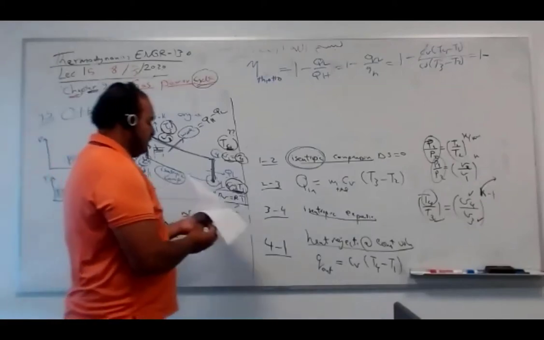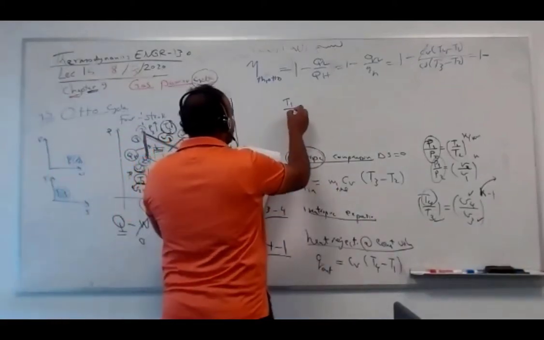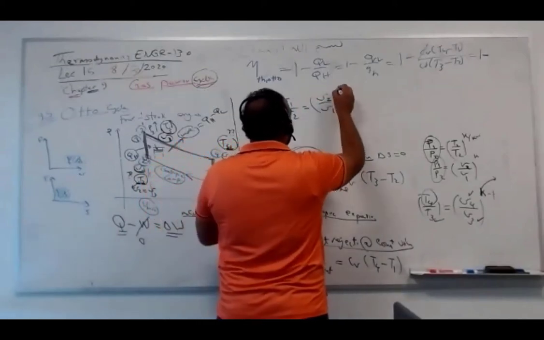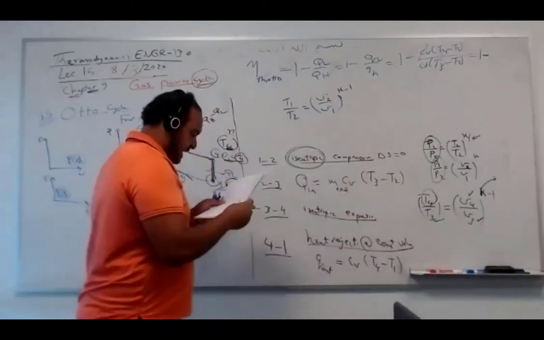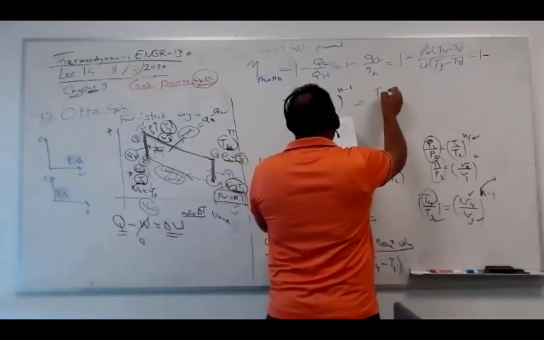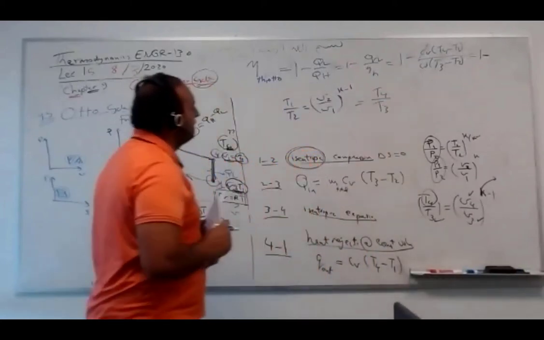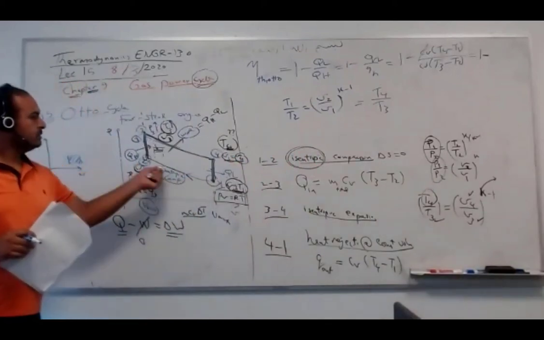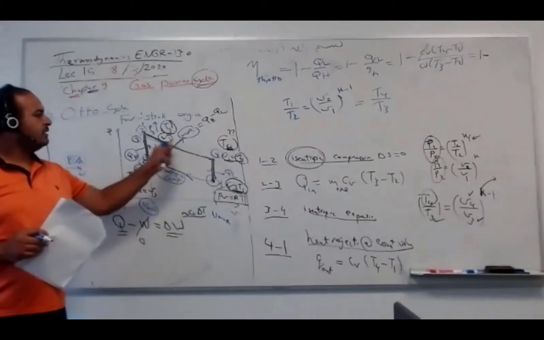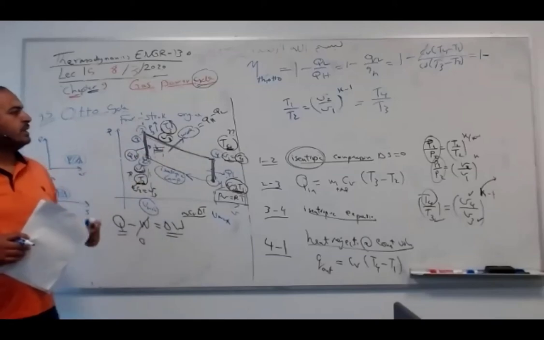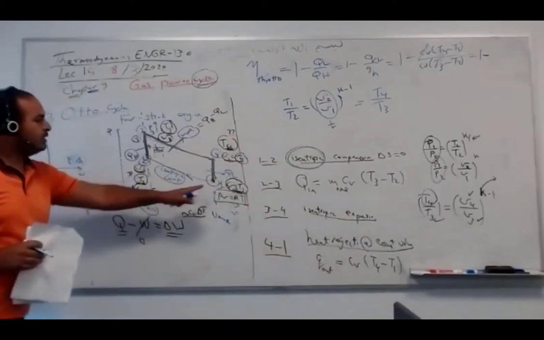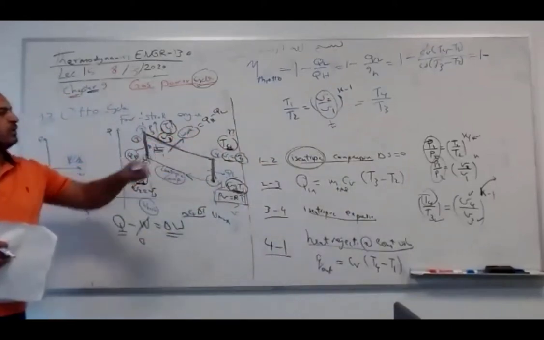So we have originally T1 over T2 equals V2 over V1 to the power K minus 1, and equals T4 over T3. For 1 and 2, it is 1 over compression ratio to the K minus 1. For 4 and 1, it is also 1 over compression ratio to the K minus 1. This is the compression ratio, by the way. V1 over V2 is R. V2 over V1 is 1 over R.